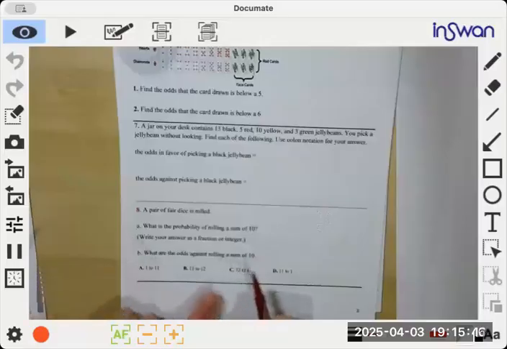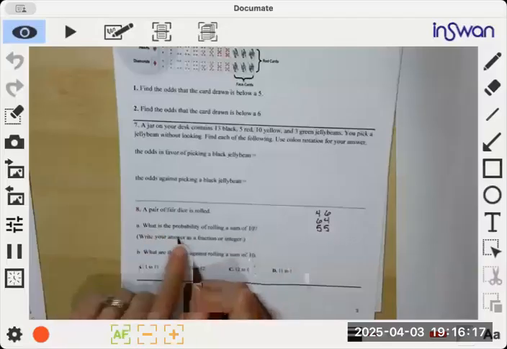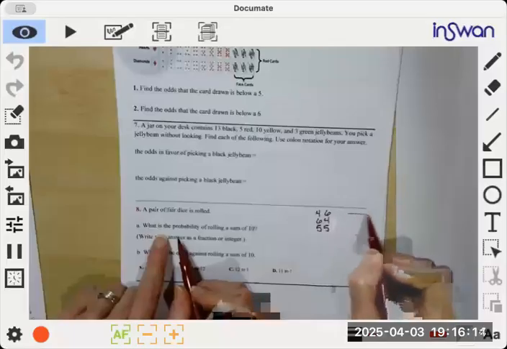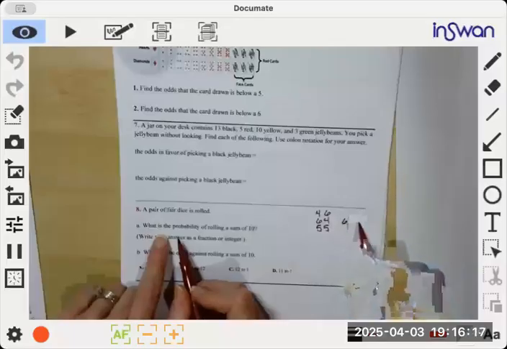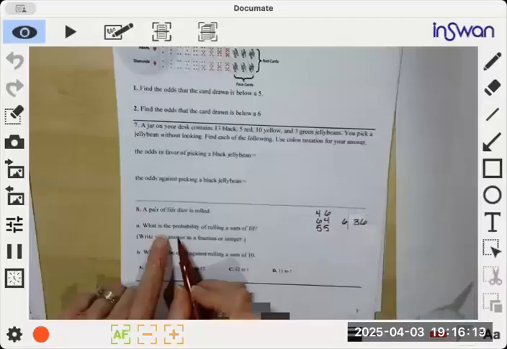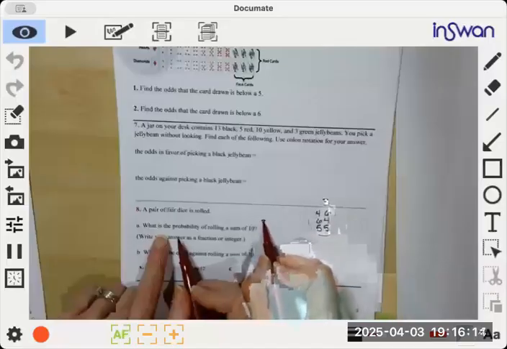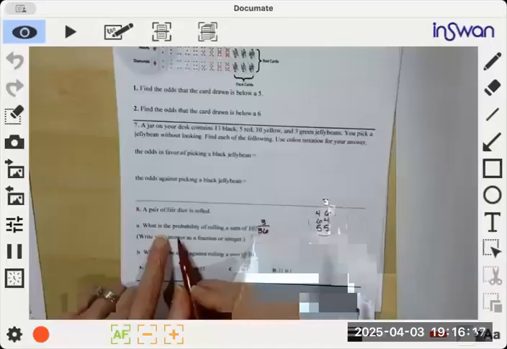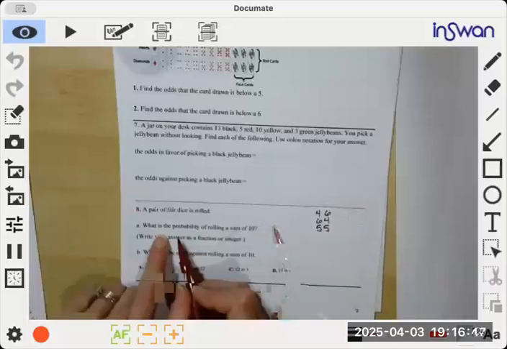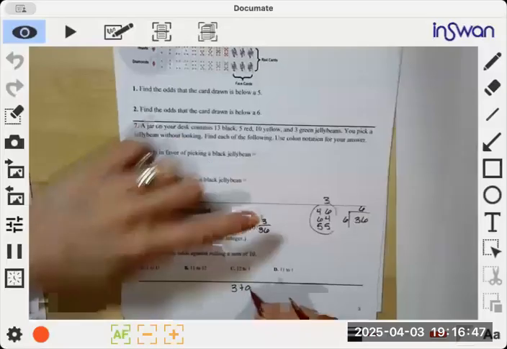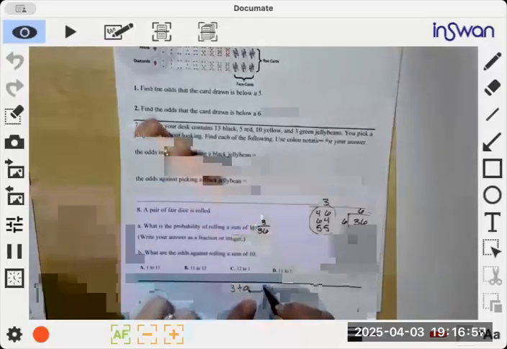Okay, so the probability of rolling a sum of 10, there's 3 of them here. And if we do the whole chart, it's 6 by 6. So there's 36 total things. We only have 3 of them here. So it'd be 3 out of 36 for the probability. So now if we have the probability, that helps us figure out the odds, because the odds are going to be 3 to 36 minus 3.